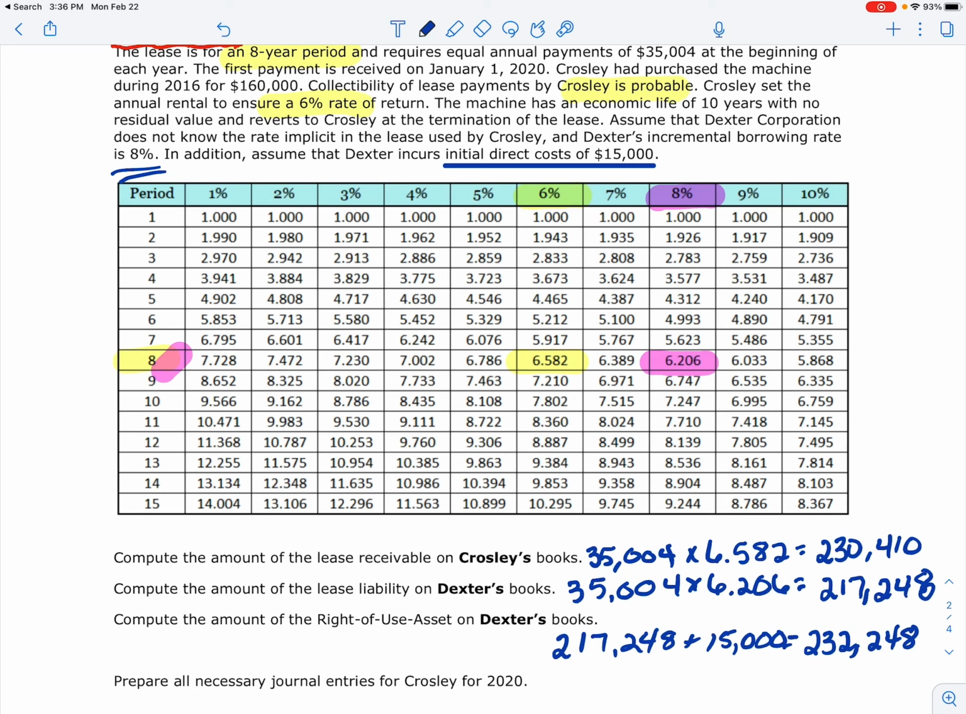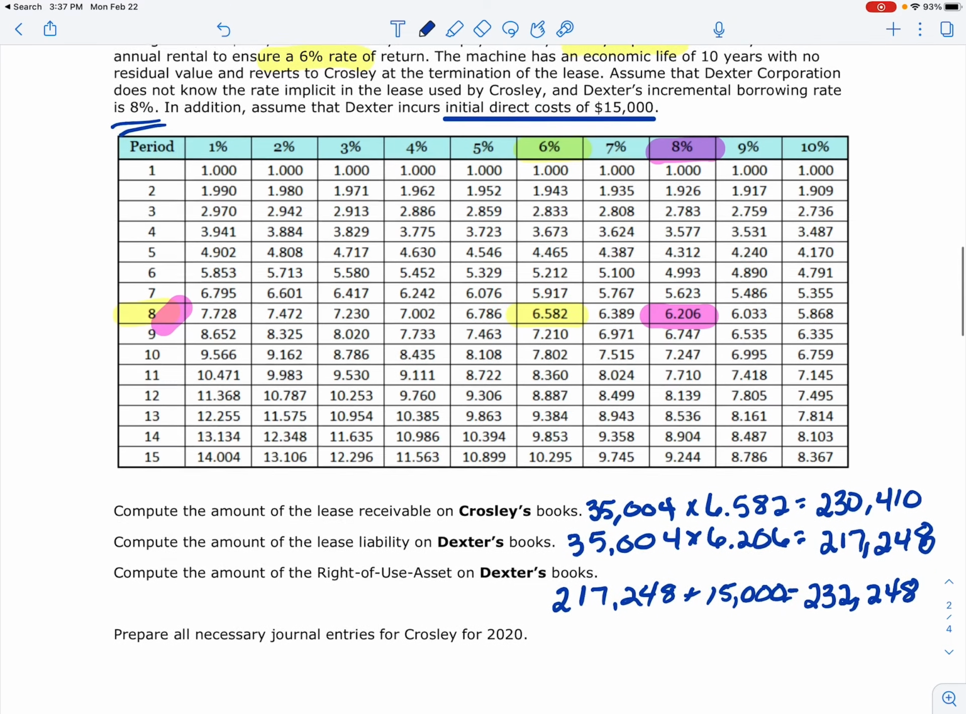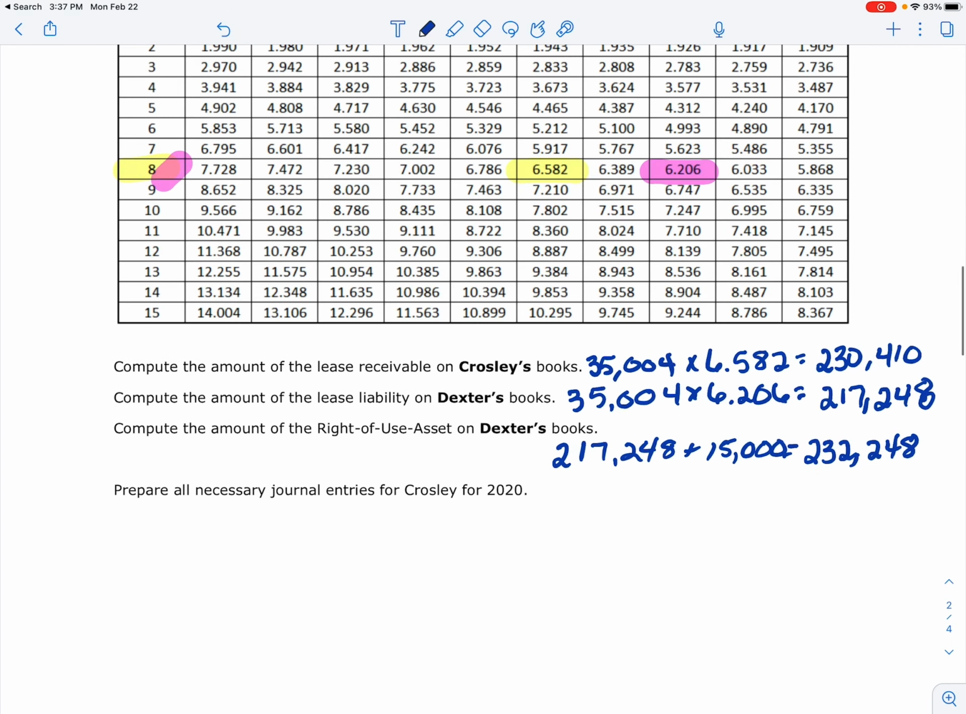So remember, this right of use asset is initially valued at the same amount as the lease liability plus the initial direct costs minus any lease incentives received. We don't have any of that in this problem, but we do have those initial direct costs. So we want to make sure we include those. So I just wanted to show you the difference between the lessor and the lessee and the different recording amounts we're going to be using in those journal entries. So let's go back to Crosley.